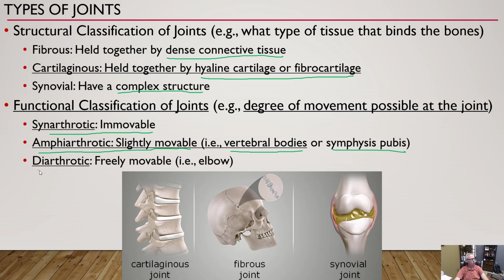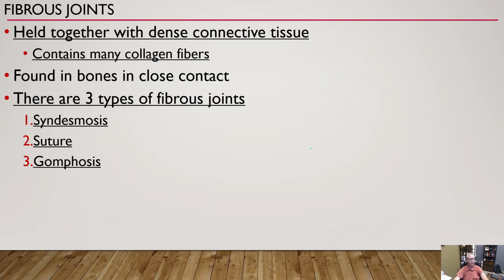Diarthrotic joints are freely movable, like your elbow. And diarthrotic joints are typically what we think of when we think of joints. Your shoulder joint, your hip joint, your knee joint, your elbow joint, your finger joints. All of these are freely movable. Most of the time when we think of joints, we don't think of the synarthrotic joints. We don't think of the amphiarthrotic joints. We think of those that help us walk and talk, and those are the ones that are freely movable. But again, we'll go through examples as we progress through this lecture.